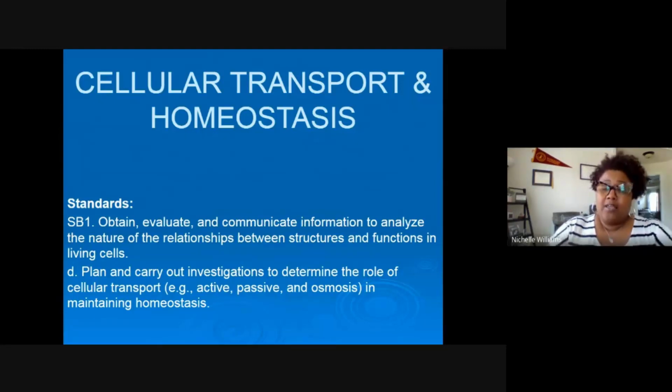And so today, our focus is element D, which is to plan and carry out investigations to determine the role of cellular transport, examples: active, passive, and osmosis, in maintaining homeostasis. So we're going to begin looking at how cellular transport helps the cell to maintain homeostasis. And it uses the structure of the plasma membrane.